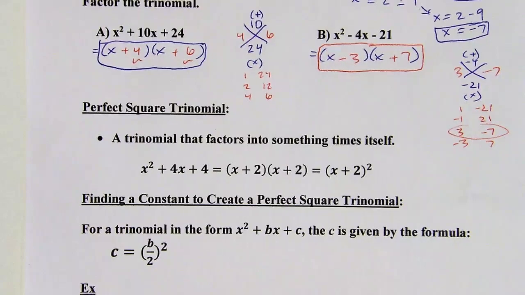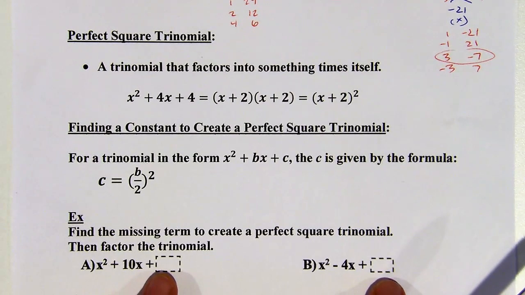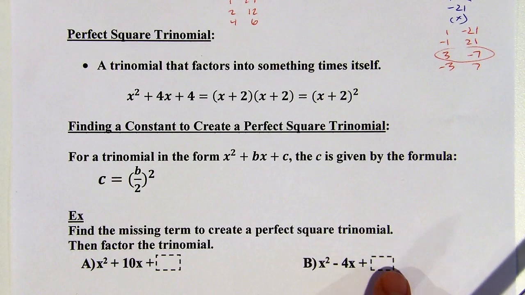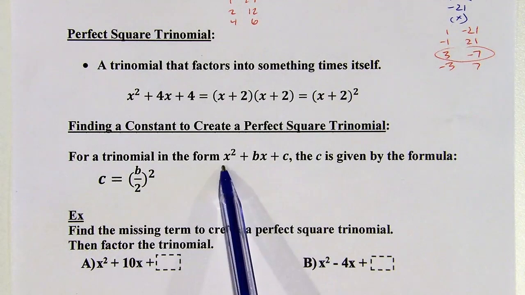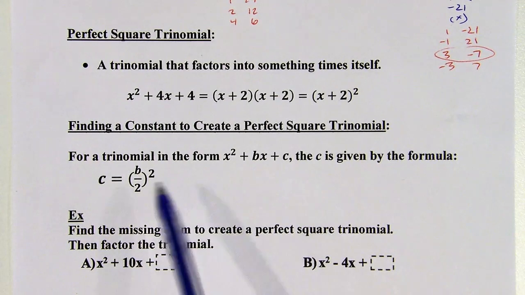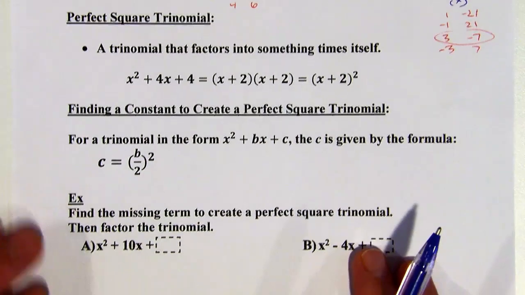So on these examples down below, what we're going to be doing is looking for a term that goes in these boxes so that I can create a perfect square trinomial, all right? And there's a little formula you can use, which is written right here. So if we've got something in this format, x squared plus bx plus c, then c is going to equal b over 2 squared, okay?